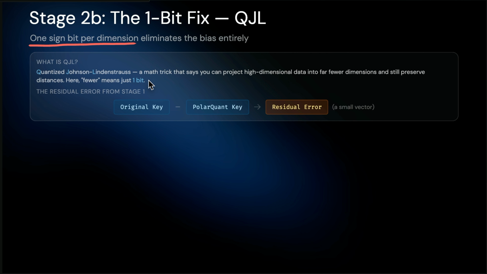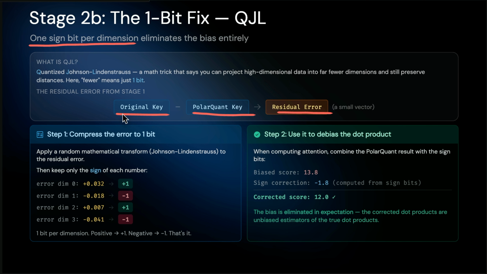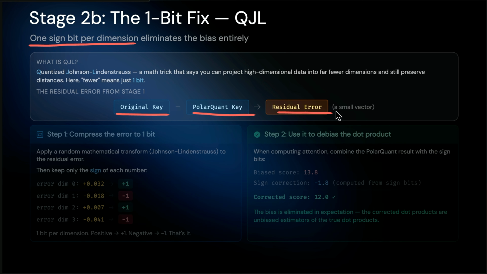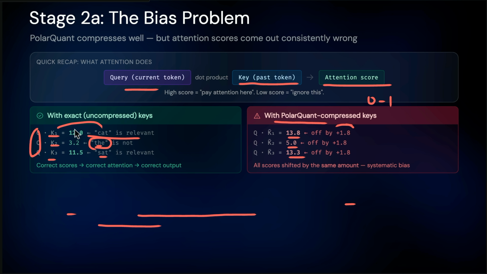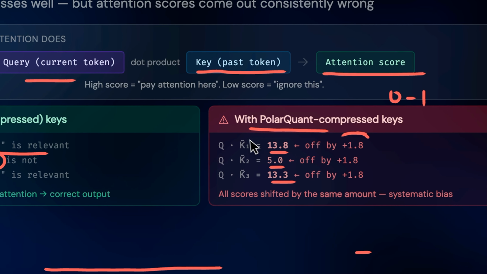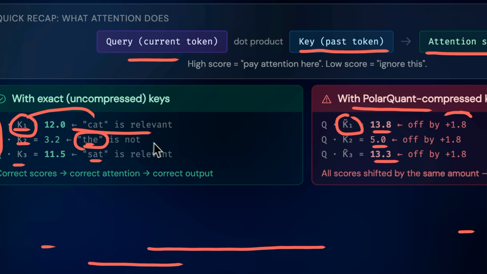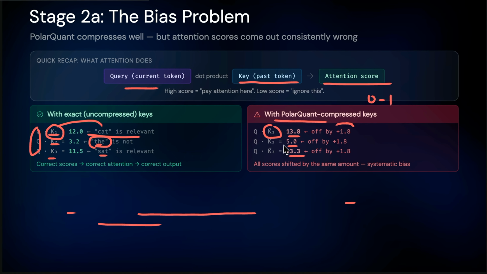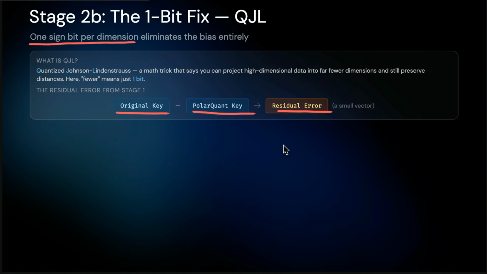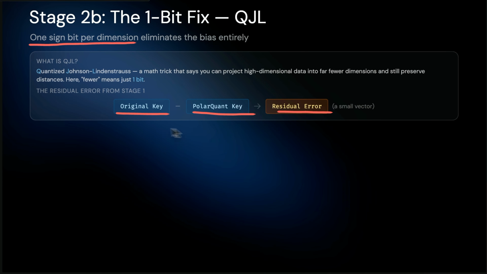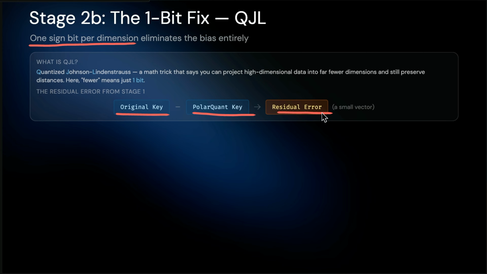So what we do is we calculate the residual from stage one. When we subtract the original key from the PolarQuant key, we get the residual errors. We can see here this is our original key and this is our PolarQuant key, right? If you subtract these two, then we can see what the residual is. So this is exactly what we are going to be doing. We subtract these and get the residual.